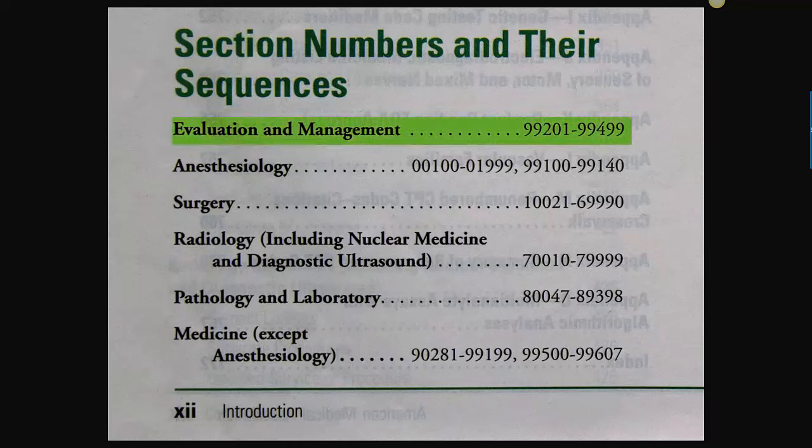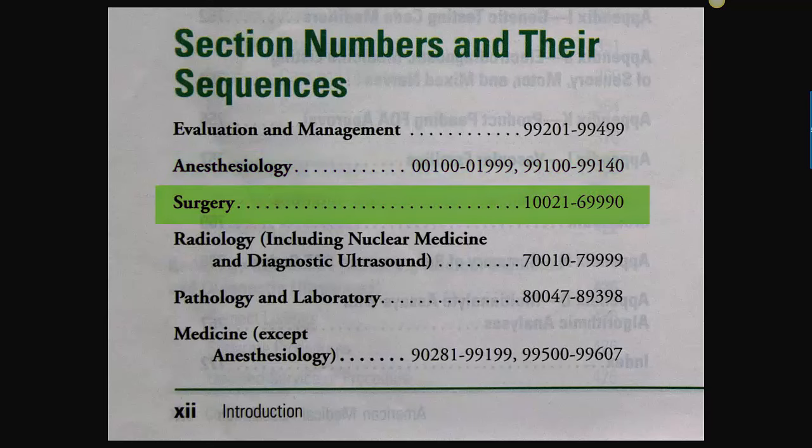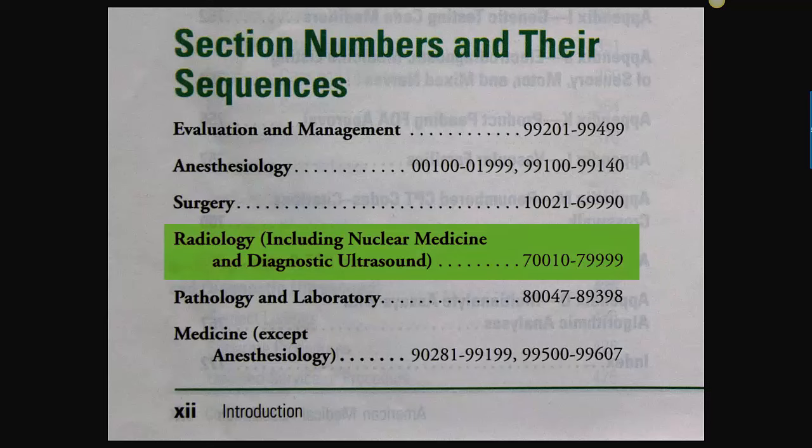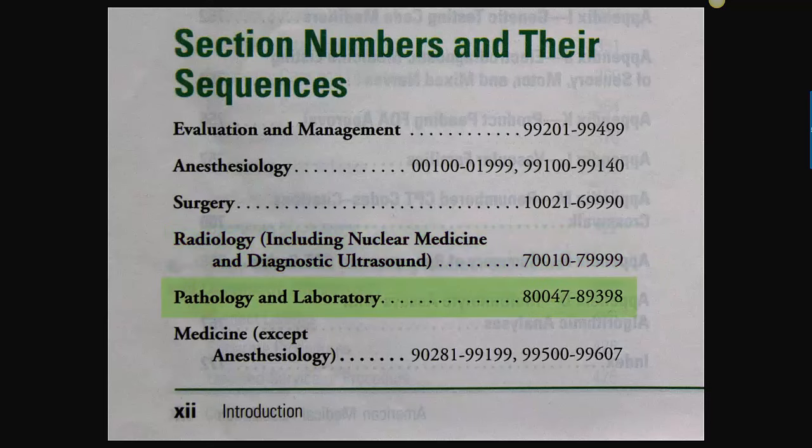E&M codes all begin with a 9. Anesthesia all begin with a 0. Surgery begins with numbers 1 through 6. Radiology all begins with a 7. Pathology and Lab begin with an 8, and all of the medicine begin with a 9.